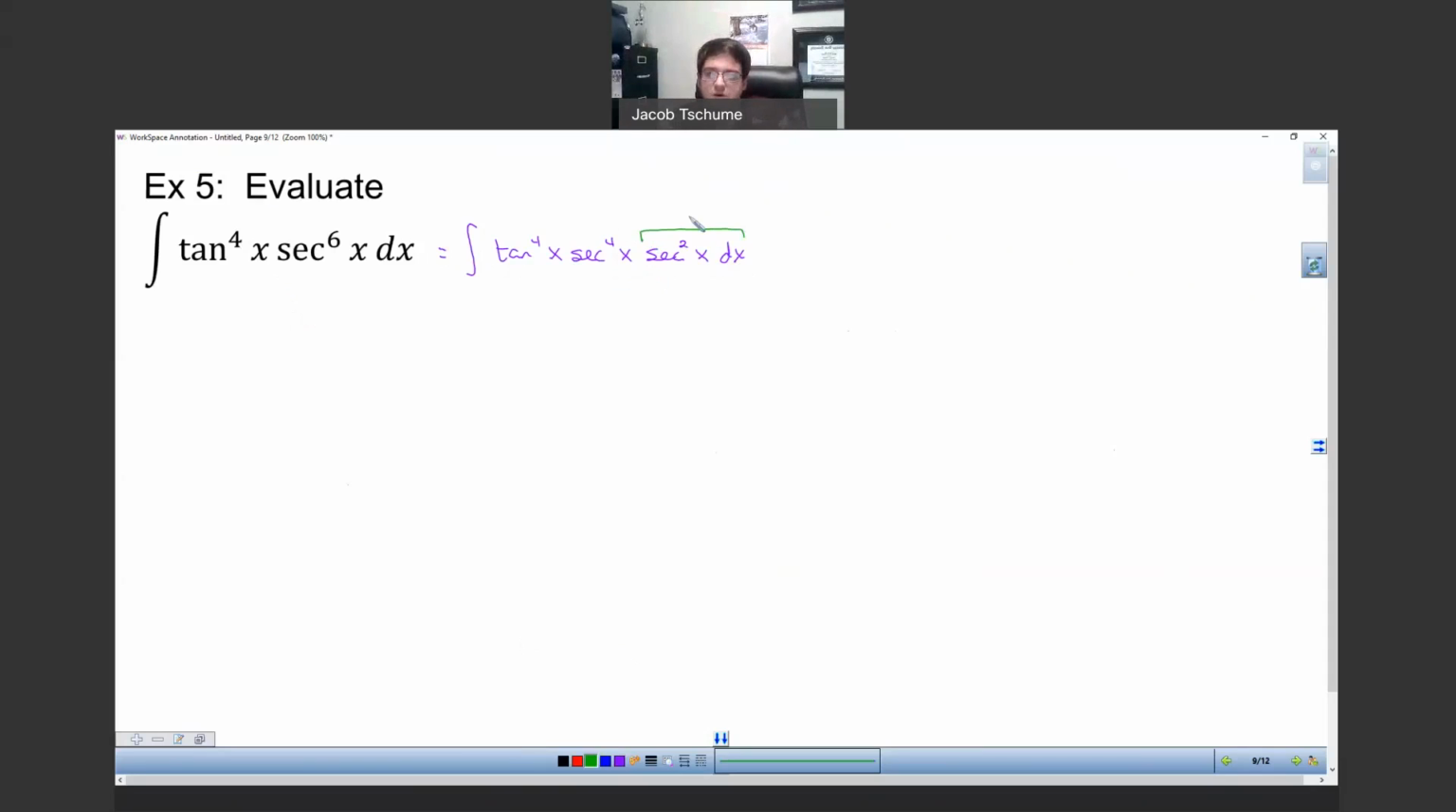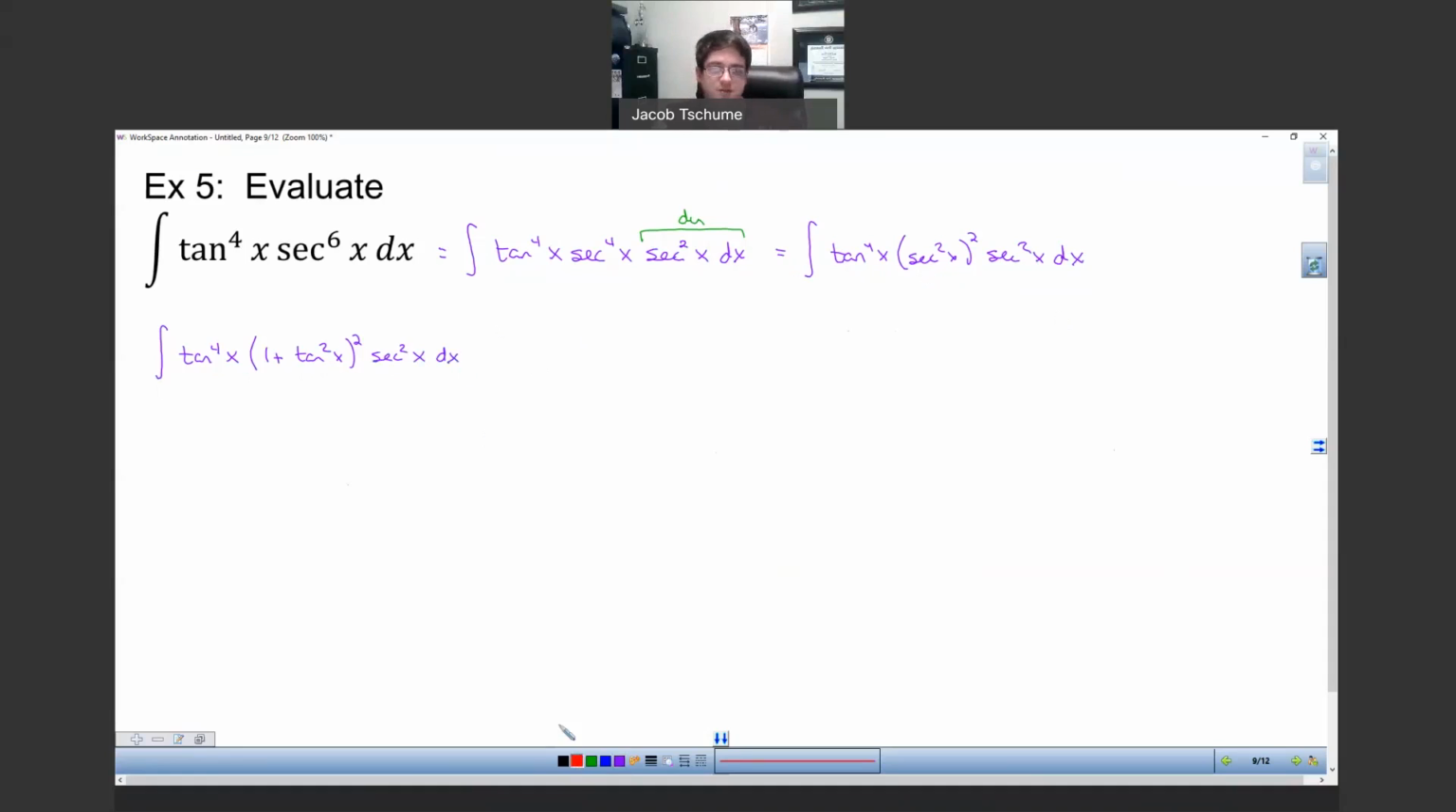And you want this secant squared part to eventually be your du term, which means I need everything else to be written in terms of tangent. Well, tangent to the fourth is good. I need to rewrite secant to the fourth. I don't have an identity for secant to the fourth, so this would be tangent to the fourth of x, and like we saw in the sine and cosine problems, I can rewrite that as secant squared all squared times secant squared x dx. And we have an identity for secant squared as being 1 plus tangent squared. So this is the indefinite integral of tangent to the fourth of x times 1 plus tangent squared x all squared times secant squared x dx.